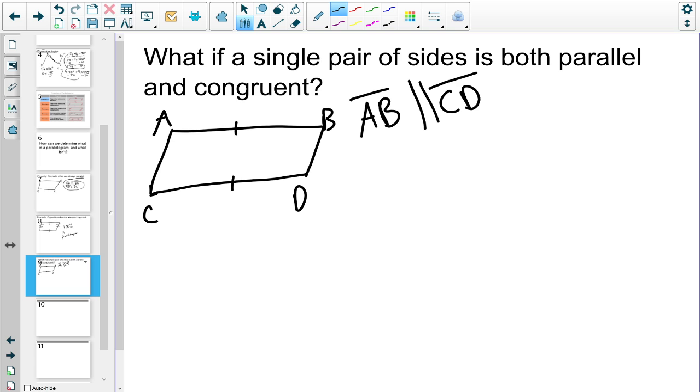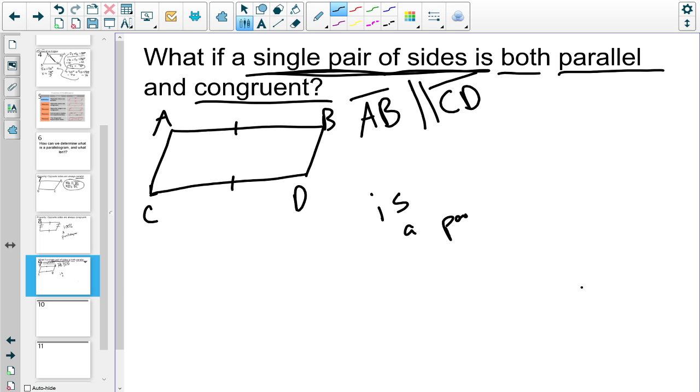This is a little different one because it's not a property that comes directly from the chart, but it is information that you can derive from such. So just remember that if you have a quadrilateral that has a single pair of sides that are both parallel and congruent, has to be both, then you can determine that it is a parallelogram.